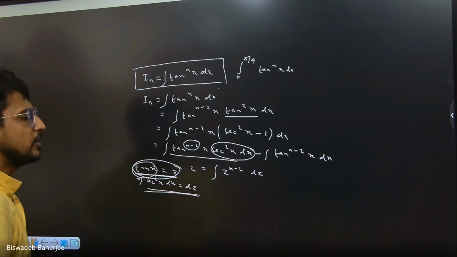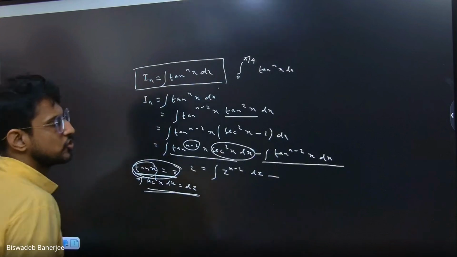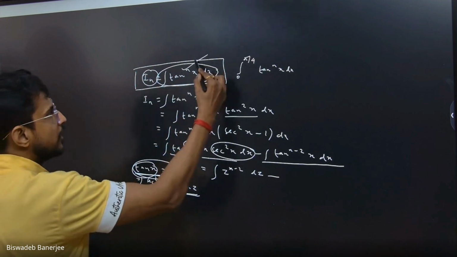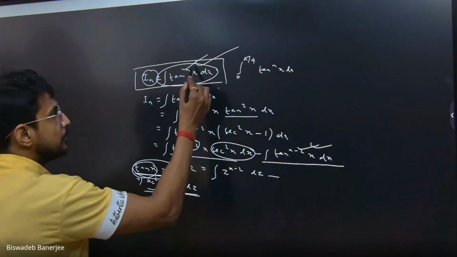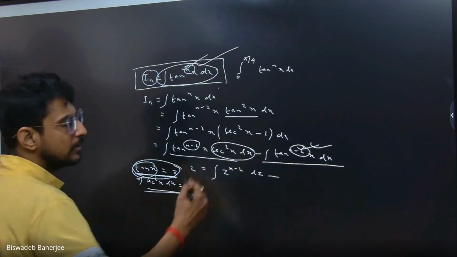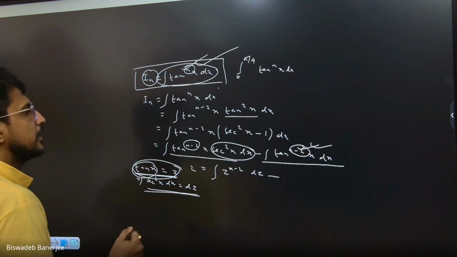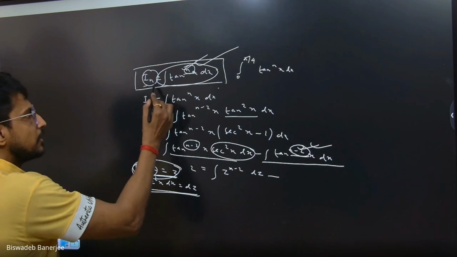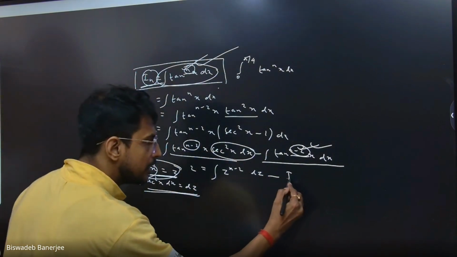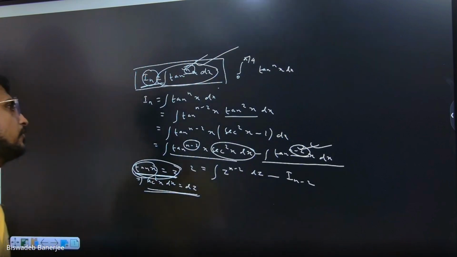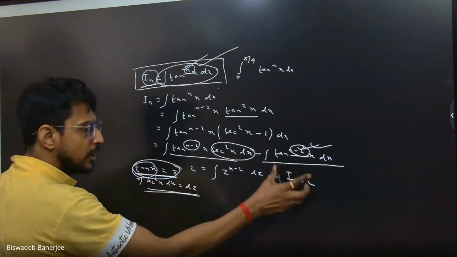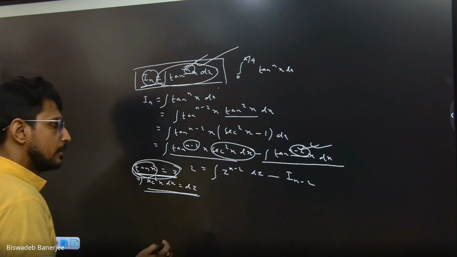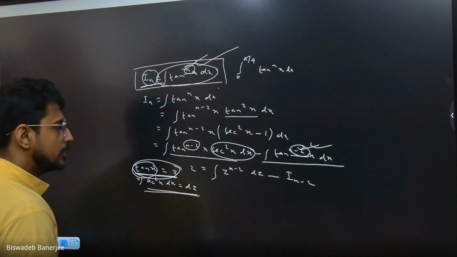Okay, and for this second integral, this is equal to I with a different power. What is the difference between these two? Here the power is n, but here the power is n minus 2. So if this is I_n, this must be I_n minus 2, right? Done.